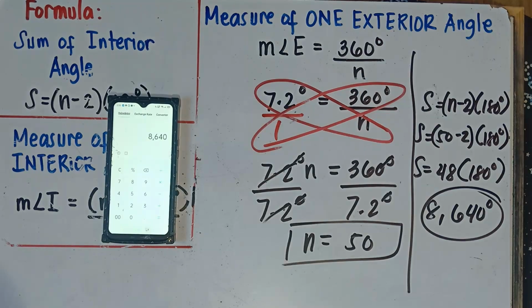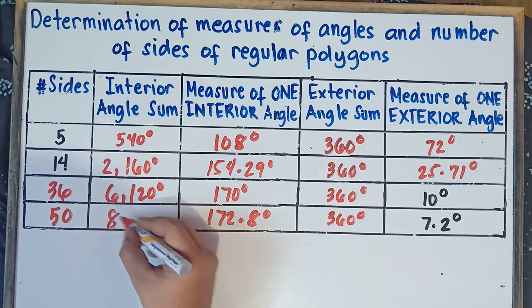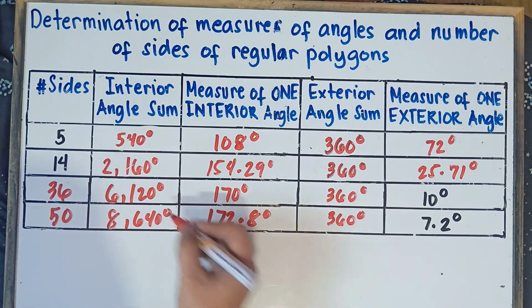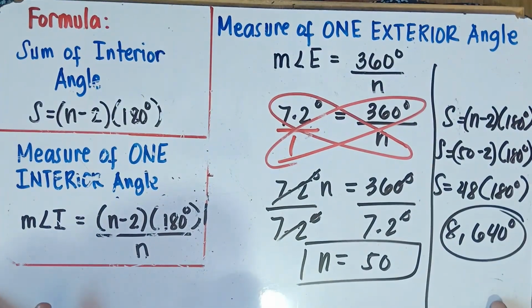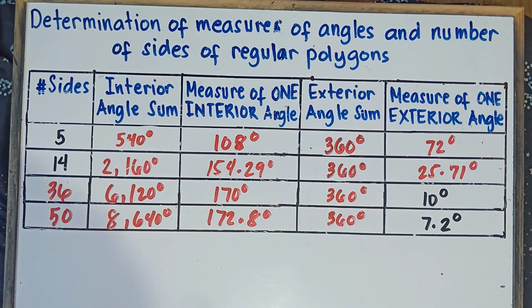So this is 8,640 degrees. Once again, I do apologize, class. We need to have another whiteboard because we don't have enough space. That's it, class. All set. That's how you answer this one, class. Quite complicated, right? But if you understand it, class, I'm sure it's very easy to answer.